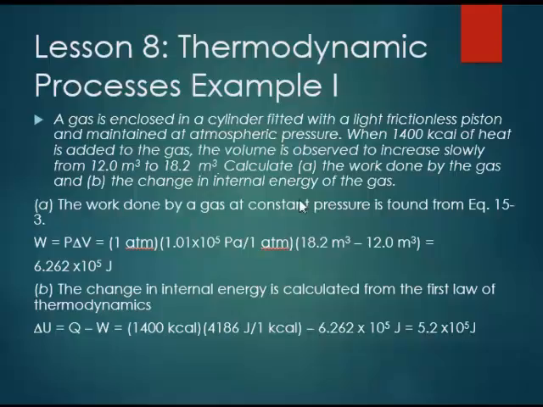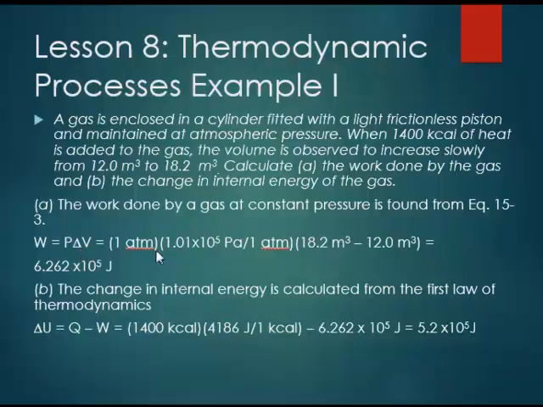Okay, so a couple things we want to point out. First, notice it's maintained at atmospheric pressure, which means it's an isobaric expansion. The work done by the gas at a constant pressure is from equation 15.3, and it is work equals P times delta V, where P is the pressure and delta V is the change in the volume.